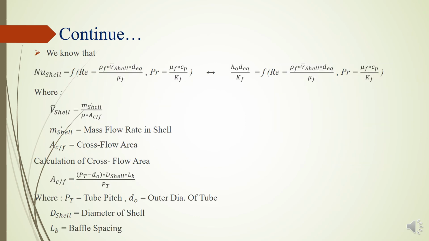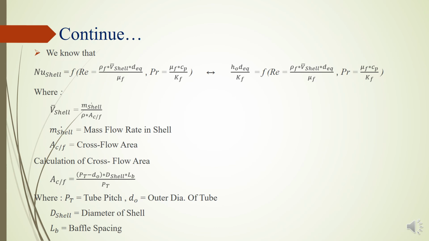Now to determine the heat transfer coefficient at the shell side, we come back to this equation, that is the dimensionless number correlation. In this, Nusselt number, that is h naught D_eq by k_f, is a function of the Reynolds number and Prandtl number, except velocity at the shell side and equivalent diameter. All other parameters, that is rho f, mu f, cp, kf, these values can be found from the literature.